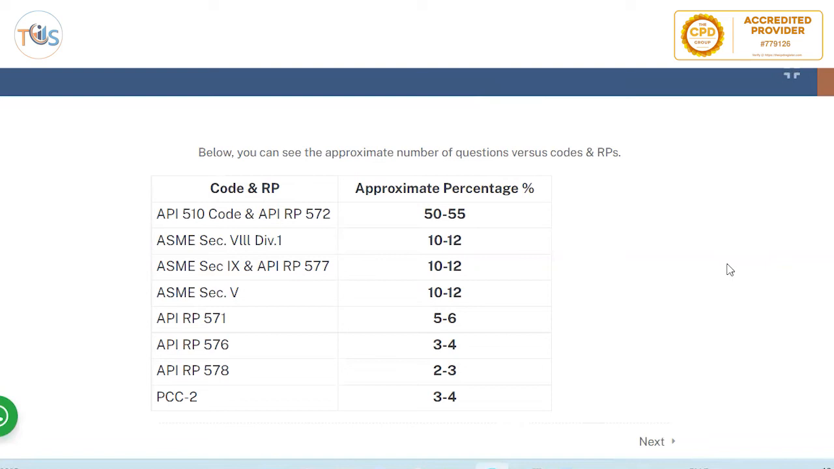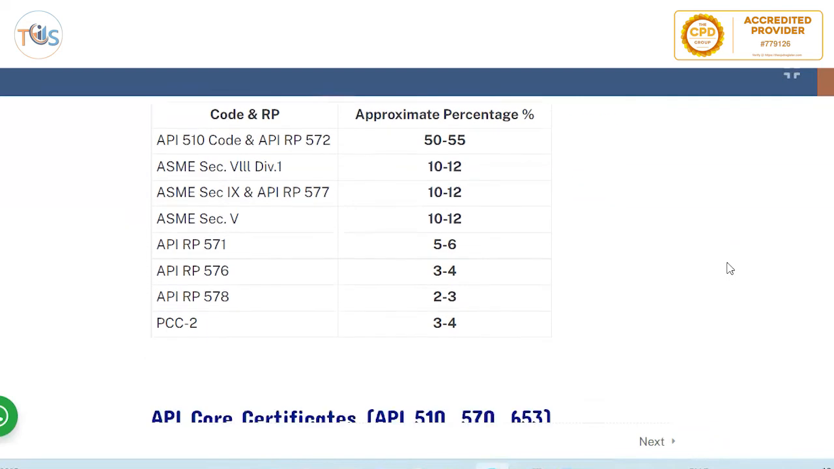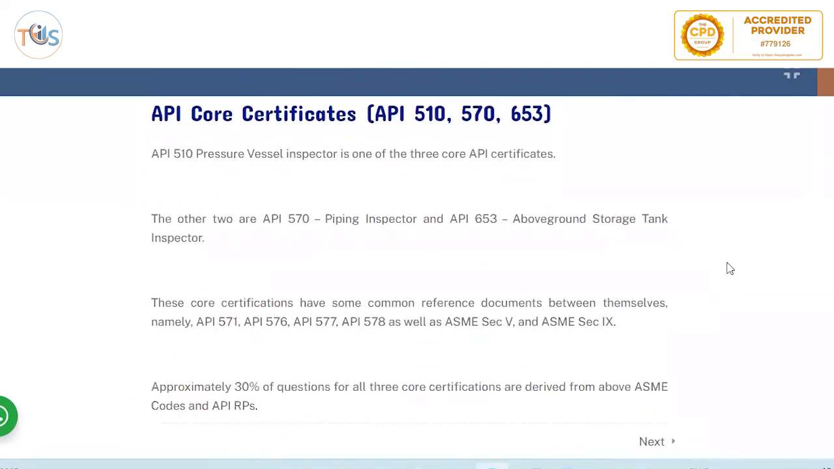Section 9 welding and 577, you need to read together. One is the welding inspection, and one is the welding procedure and welder qualification, which is the engineering part of it. Again, another 10%. Section 5 NDT, you have another 10%. Around 5% of questions come from damage mechanisms, 571. 3 to 4% from 576, pressure relieving devices. From PMI 578, you have around 2%, and repair of pressure vessels, you have around 3 to 4%. So that's the percentage of questions.